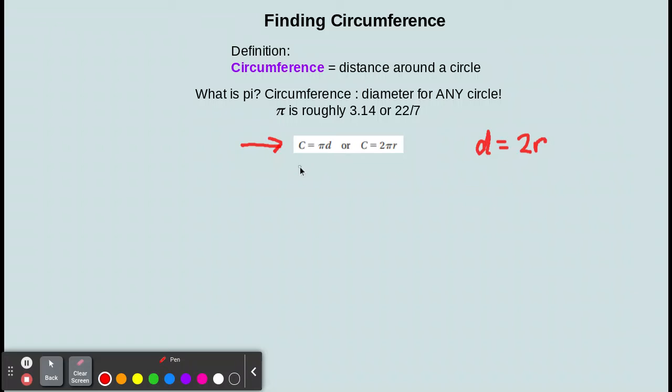So over here, if we just were to plug this in, and instead of d, we put 2 radius pi, which is the same thing as this one here, right? So these equations are the same. You just use one or the other depending on if you know your radius or your diameter. When we use these, you see the symbol there, that's pi. We all know that it's roughly 3.14, or it can also be 22/7.